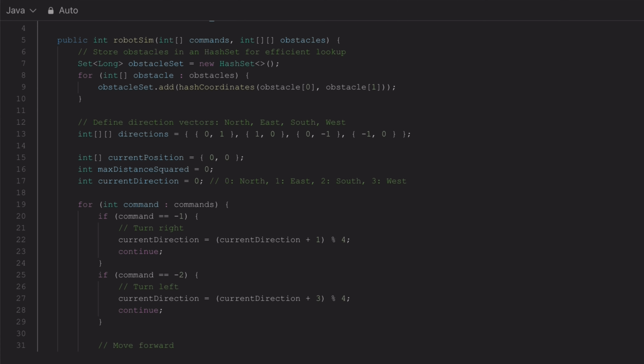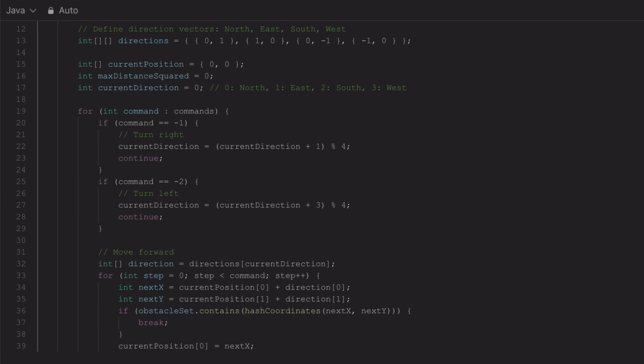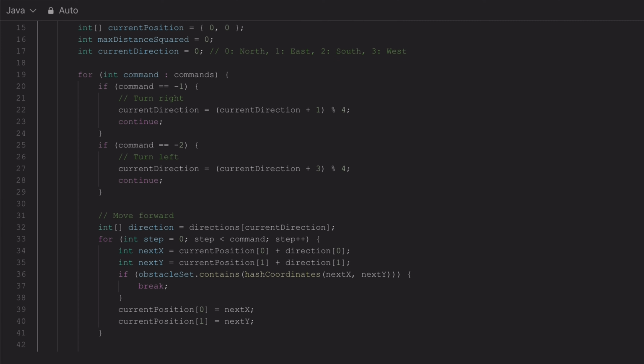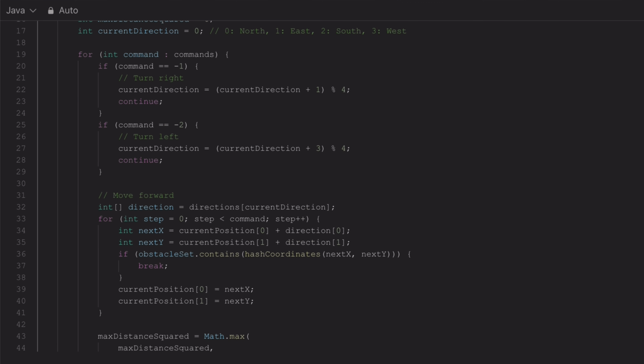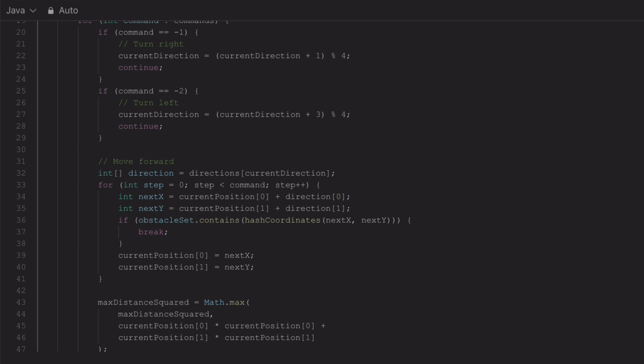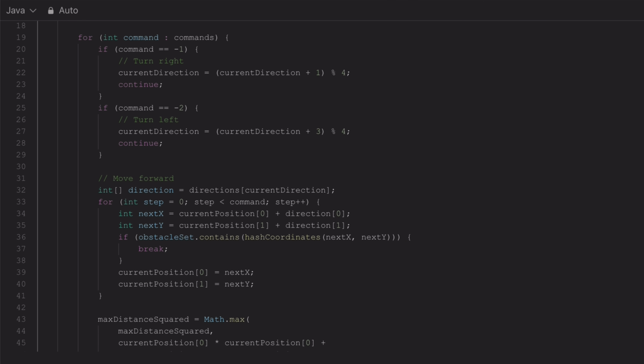Then at line number 8, as you can see, we create a loop and we set all the obstacles. Then we have the 4 directions: north, east, south, west. We know the current position will start from 0, 0, and we will find the max distance squared and the current direction. So what we need to do is go through all the commands given. Very first, at line number 20, if you see, we will check if the command is equal to -1, and we'll go for the turn right.